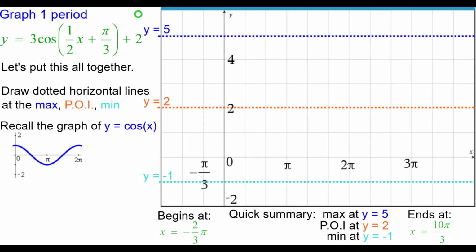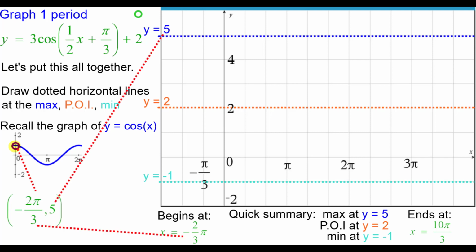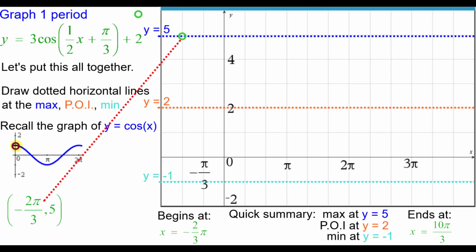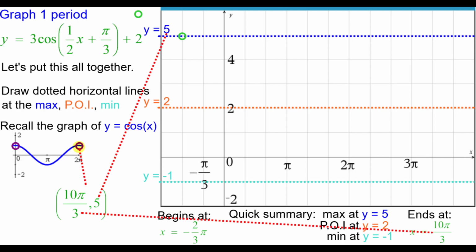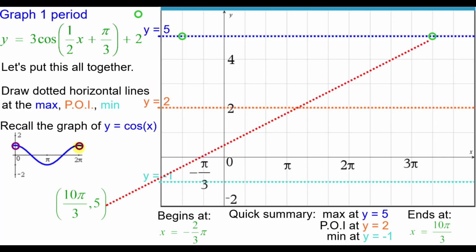So recall the graph of y equals cosine x. We'll look at the 5 points of interest, starting with the beginning of a period, which for cosine is a maximum. For this one, the beginning of the period is at -2 pi over 3 for x, and the y coordinate is 5. So this point maps to negative 2/3 pi, comma 5, right there. We'll then look at the end of a period, which is normally 2 pi, max 1. But for us, the period ends at 10 pi over 3, and the max again is 5. So we'll go ahead and plot that point, 10/3 pi, comma 5.